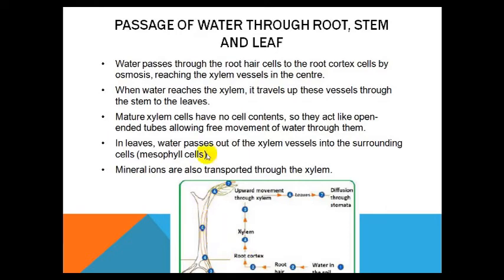Okay, the mature xylem cells have no content, so they act like open-ended tube allowing free movement of water through them. In leaves, water passes out of the xylem vessels into the surrounding cells in the mesophyll cells. And also, apart from water, mineral ions are also transported through the xylem. So mineral ions can be in form of like phosphate ion, nitrate ion, all of that.